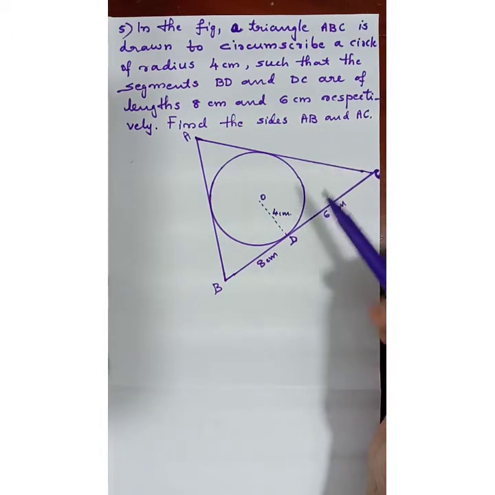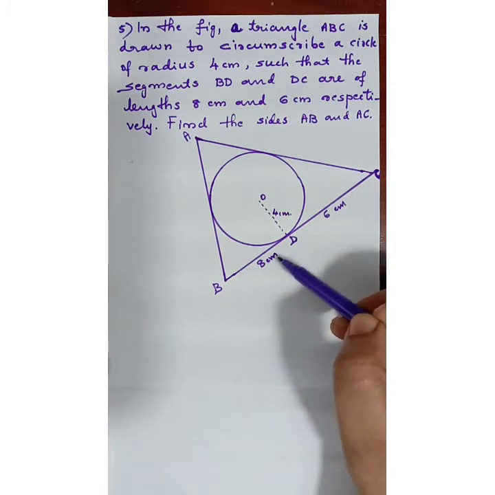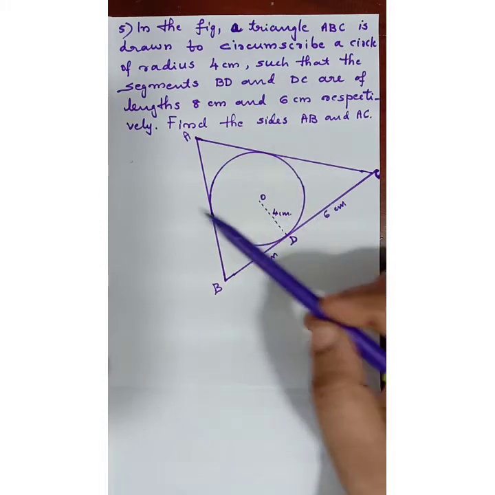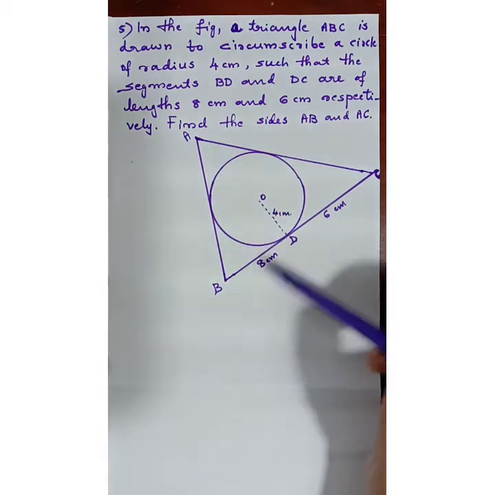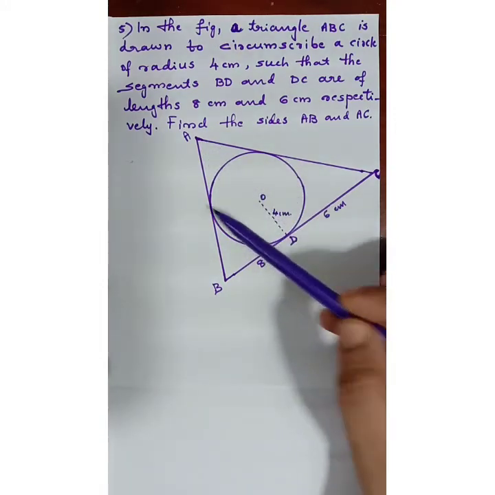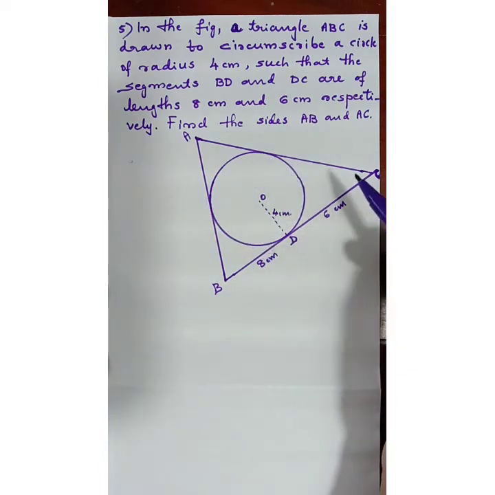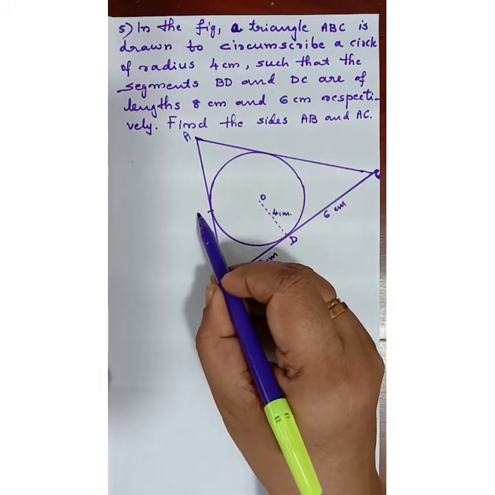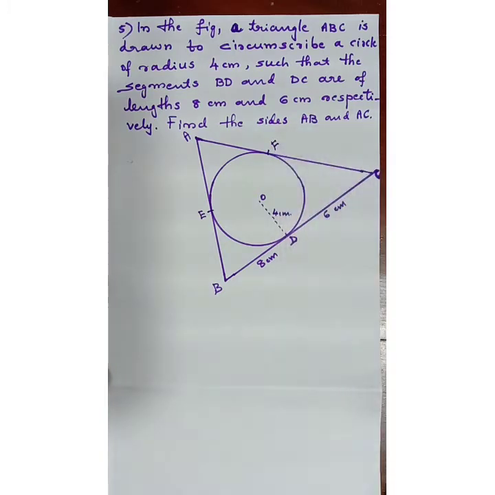Such that the segments BD and DC are of length 8 cm and 6 cm respectively. Find the sides AB and AC. So this triangle is circumscribing the circle. The circle is inside, the triangle is outside, touching at 3 points. Let us mark these 3 points: D, E, and F.